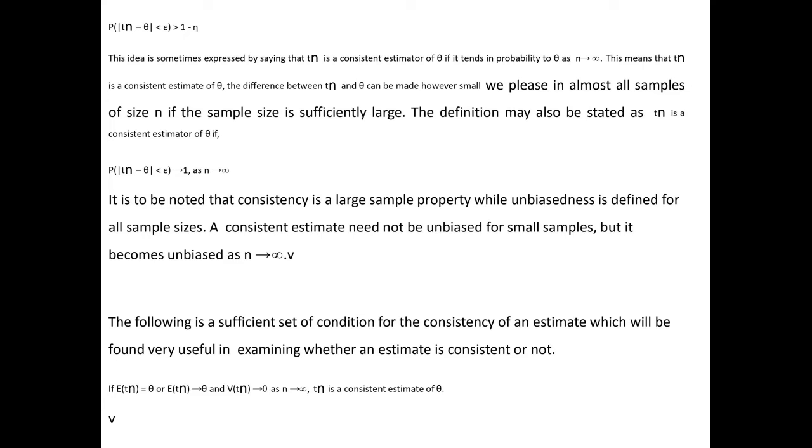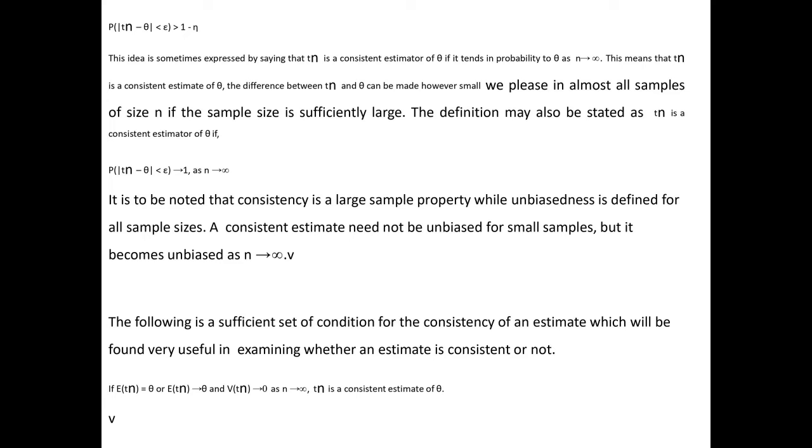This idea is sometimes expressed by saying that Tn is a consistent estimator of theta if it tends in probability to theta as n tends to infinity. This means that Tn is a consistent estimate of theta. The difference between Tn and theta can be made, however small, in almost all samples of size n if the sample size is sufficiently large.